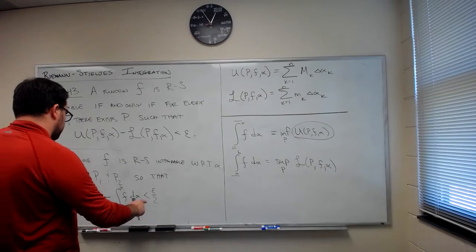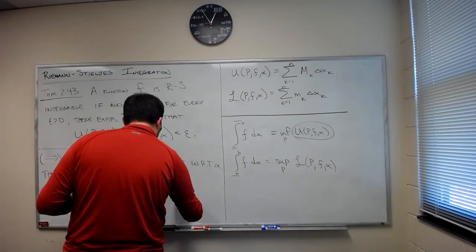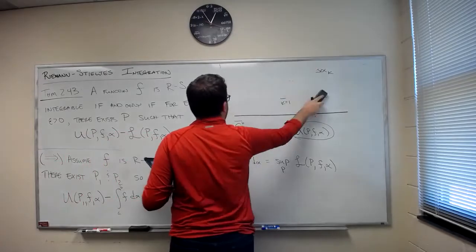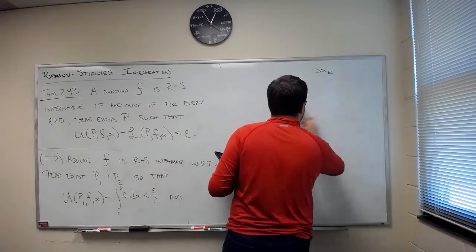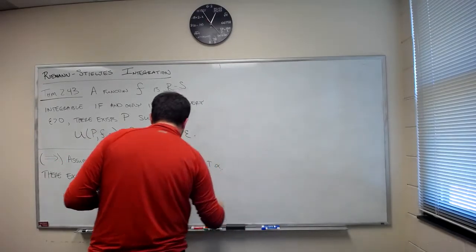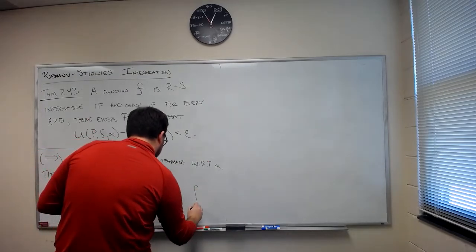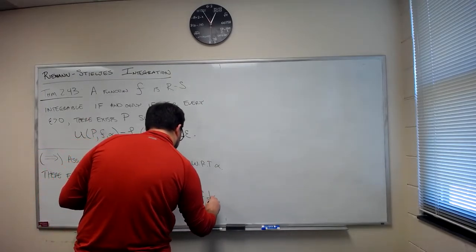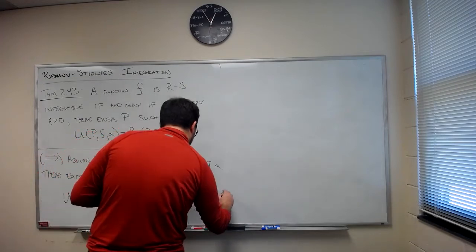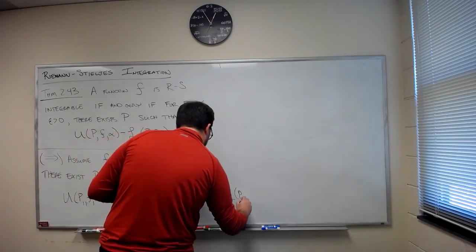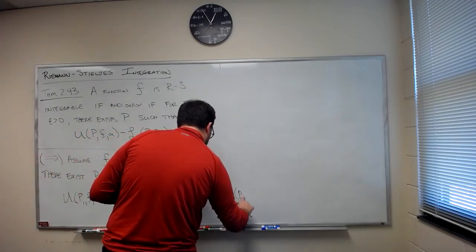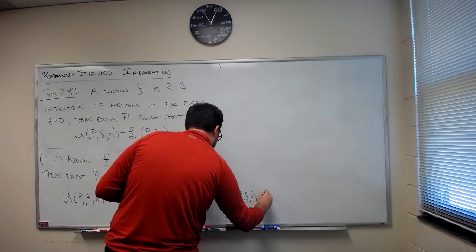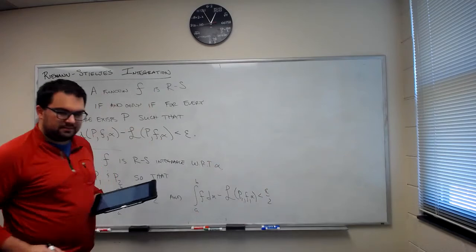And similarly, I need to do some more erasing over here. And similarly, if I look at the difference between the Riemann-Stieltjes integral of f with respect to alpha and this lower sum, L(P2, f, alpha), I can make that less than epsilon over 2.